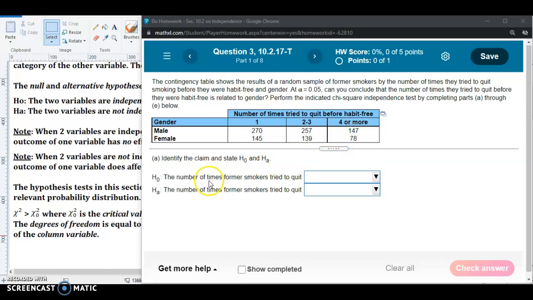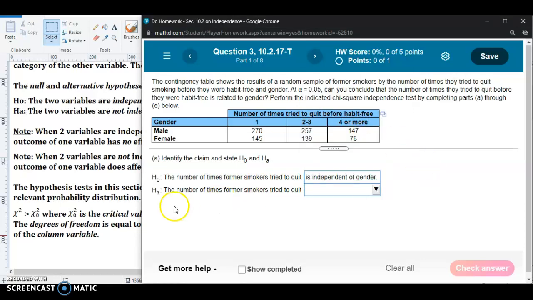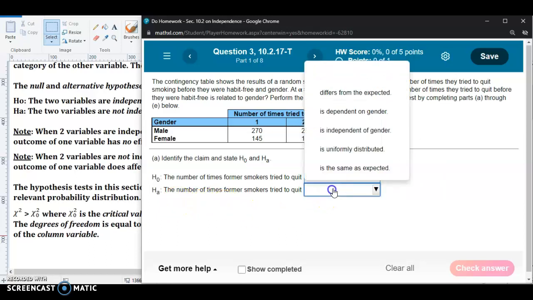So in part A, we're asked to identify the claim and then state the null and alternative hypotheses. Remember, the null hypothesis means that the two variables in question are independent. So for the null hypothesis, we're going to say that the number of times former smokers tried to quit is independent of gender. And then the alternative hypothesis will be that the number of times former smokers tried to quit is dependent on gender.